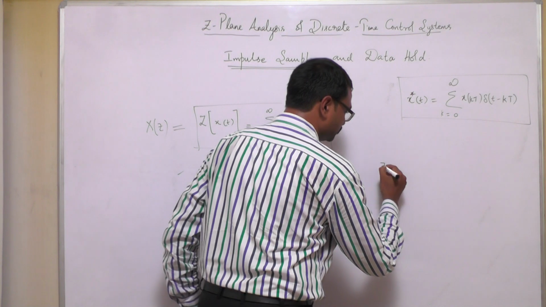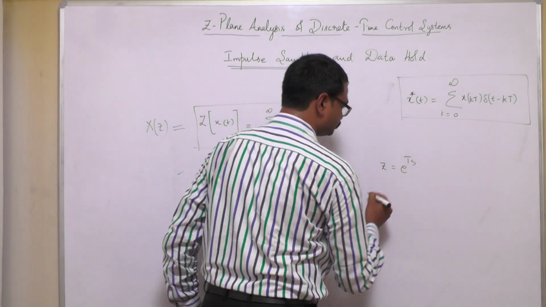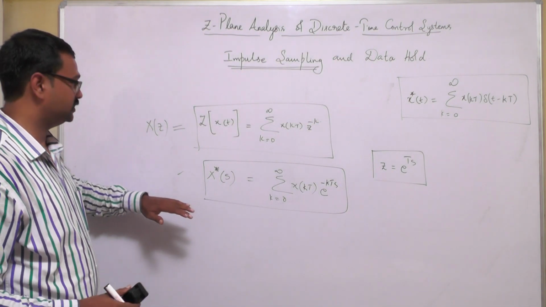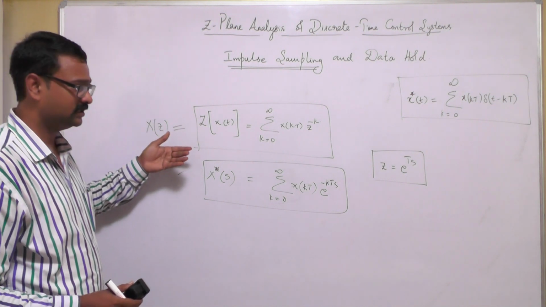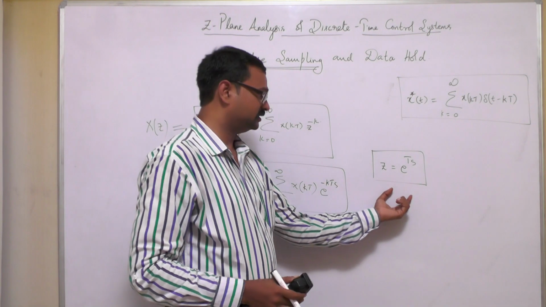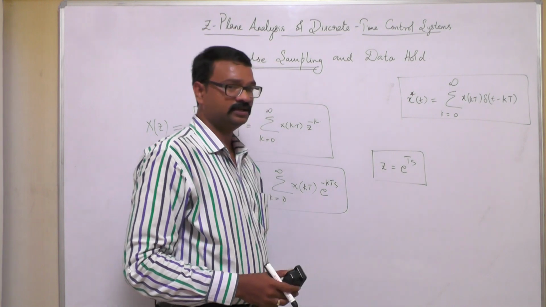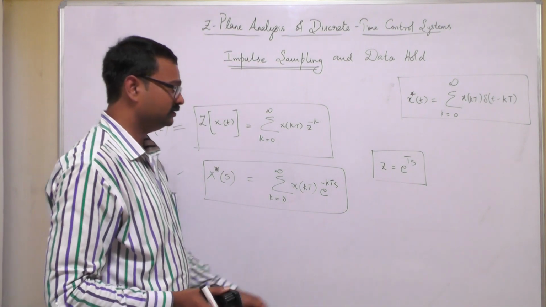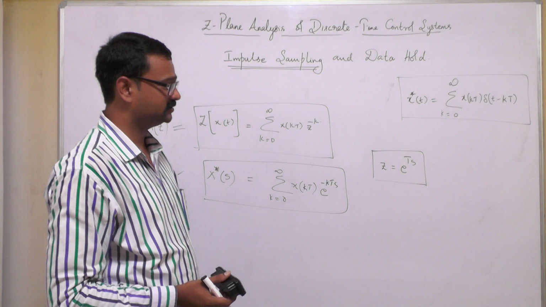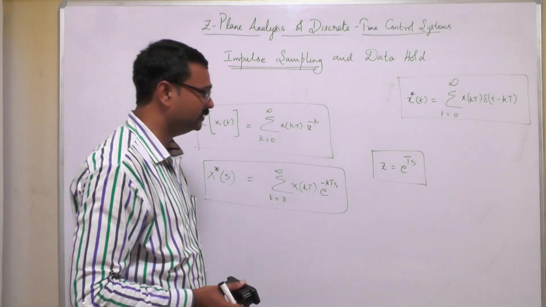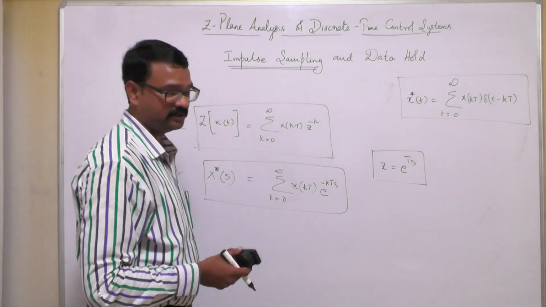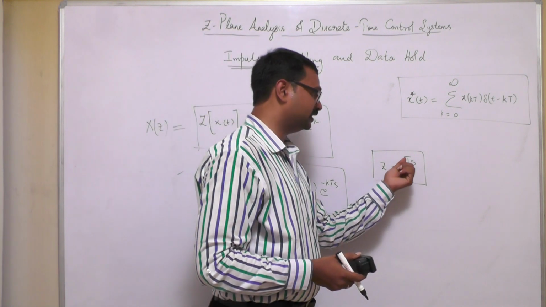Therefore, if I replace z with e power ts, then you can understand that there is some relationship between z transformations and Laplace transformations. That is, z is equal to e power ts, that is the relationship between z and s. Both are complex domain variables, z and s. s is sigma plus or minus j omega, and z is a complex variable which has a real part and an imaginary part. Therefore, both are complex variables, and t is the sampling period.